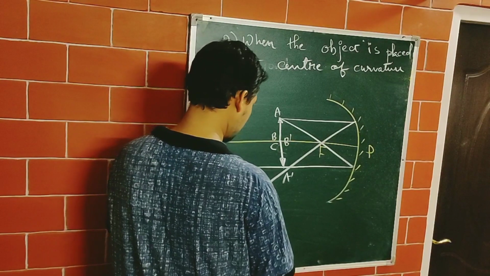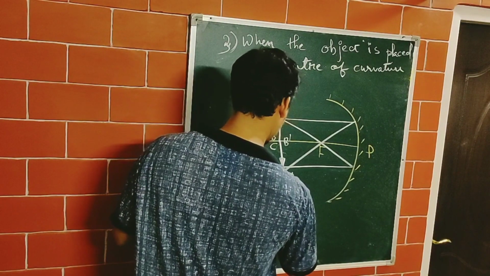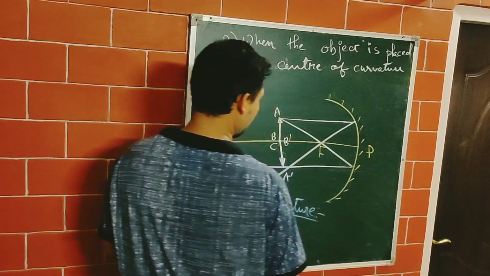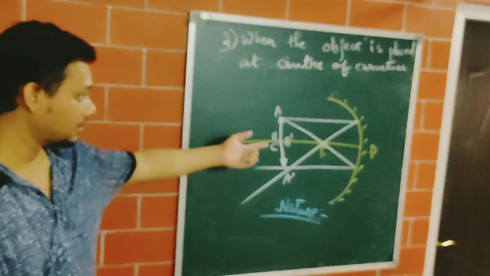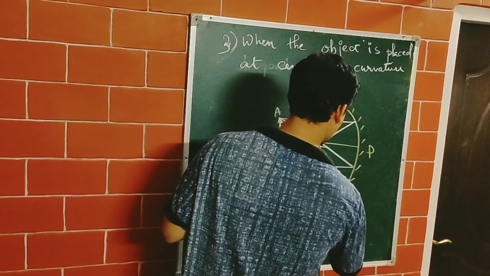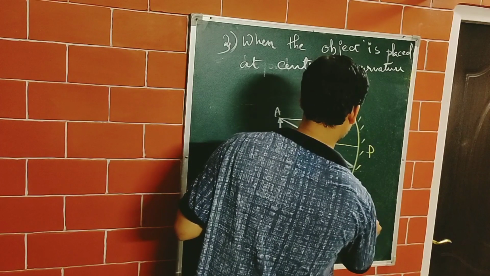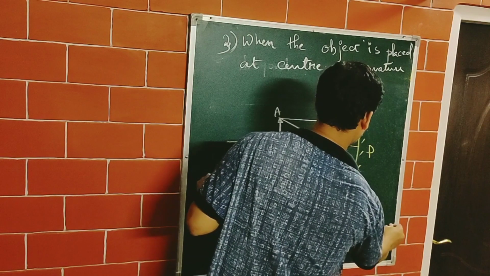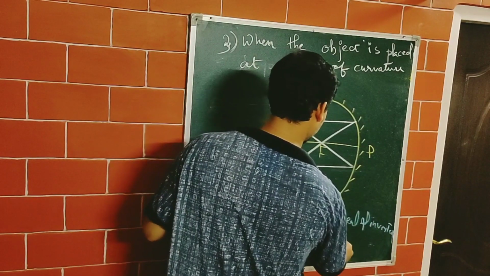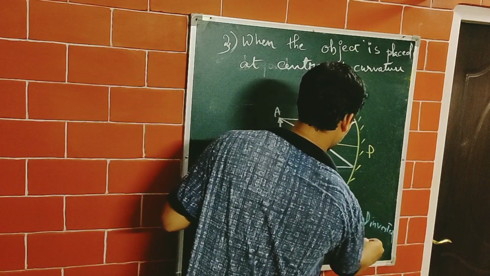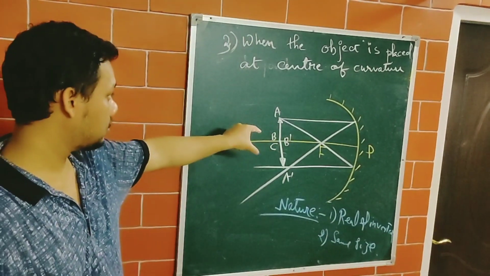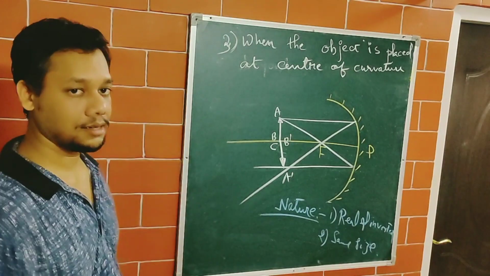Nature. Real and inverted, obviously. The rays are actually intersecting with each other to form the image. So real and inverted. Next, same size. The size of the object is equal to the size of the image. So sizes are the same.